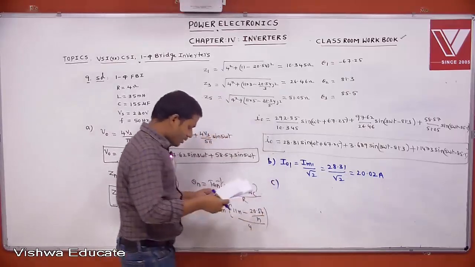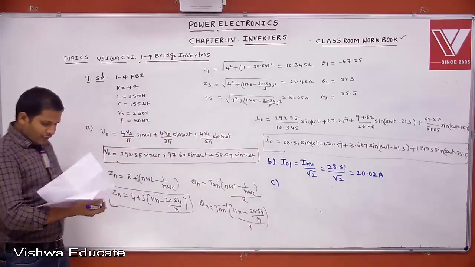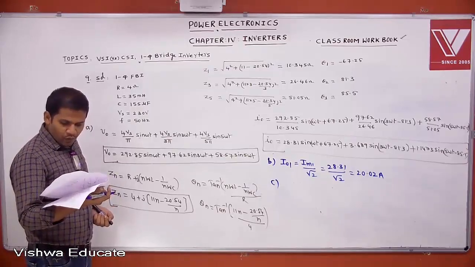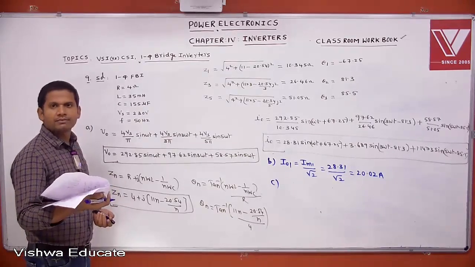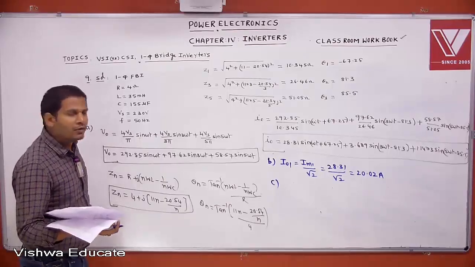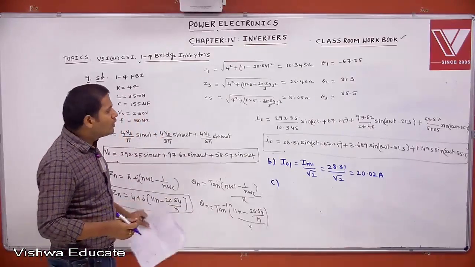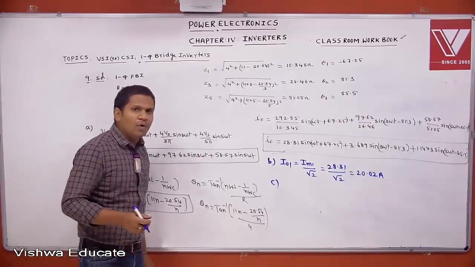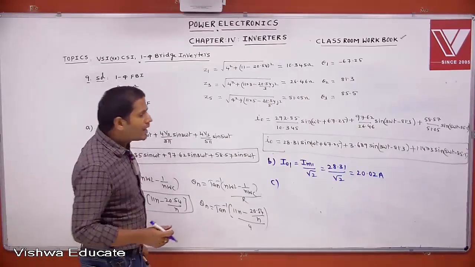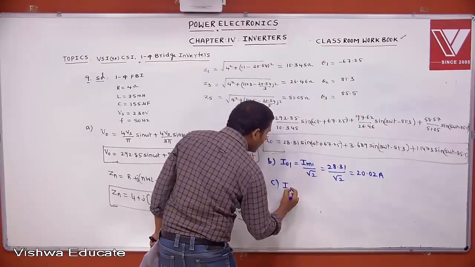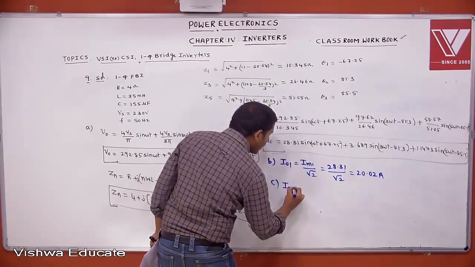Then what is question number C? The power absorbed by the load and the fundamental power. That means you want to calculate load power and the fundamental power. If you want to calculate load power and fundamental power, first you calculate the RMS load current. What is the RMS load current, you tell me?